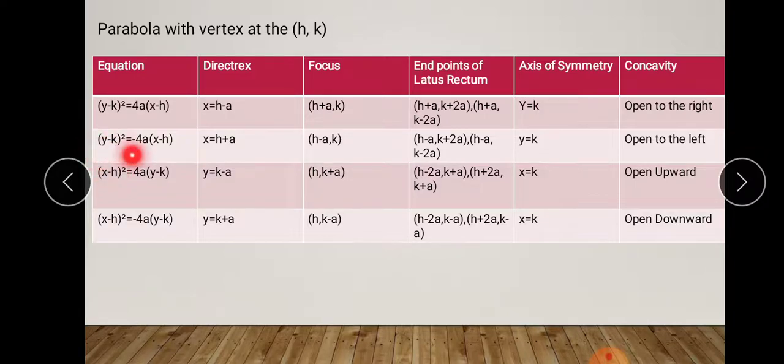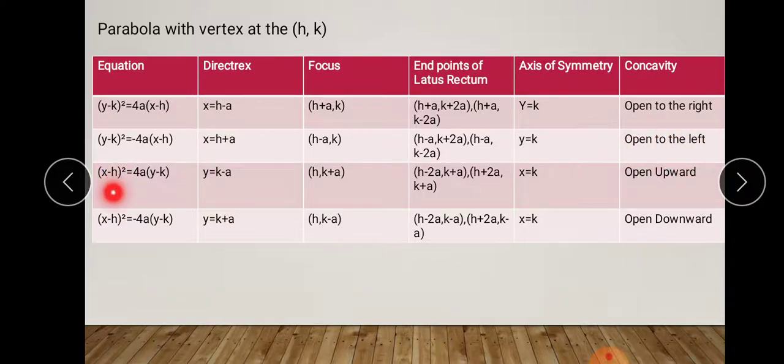Second equation: (y − k)² = −4a(x − h). The directrix is x = h + a, and the focus is at the point (h − a, k). The endpoints of the latus rectum are (h − a, k + 2a) and (h − a, k − 2a). The axis of symmetry is y = k, and the concavity is open to the left.